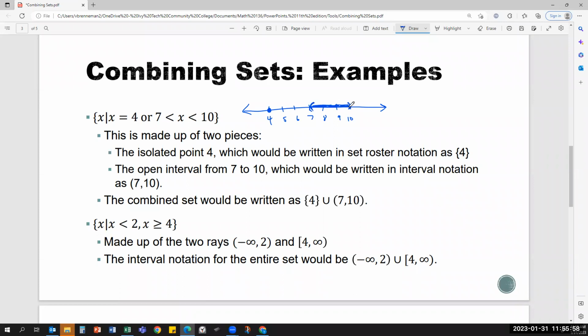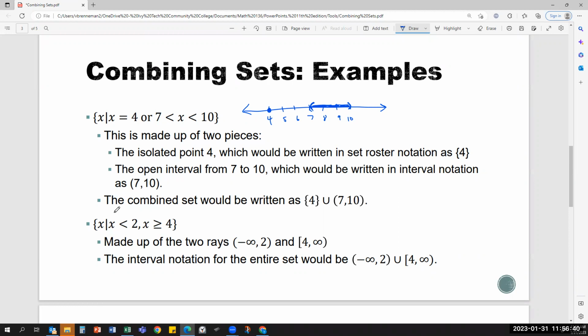So we have this set that has these two pieces. We have the isolated point that would typically just be stuck inside of the curly braces in set roster notation. Then we have the interval from 7 to 10 that would be written with the parentheses on either side of the 7, 10. To combine those two pieces, we just stick that union symbol in between. So we have the curly braces around the 4, and then the union symbol, and then the parentheses 7, 10 parentheses. We still go left to right as far as which order we put the pieces in, and then just the union symbol in between each, anywhere there's a gap, basically.